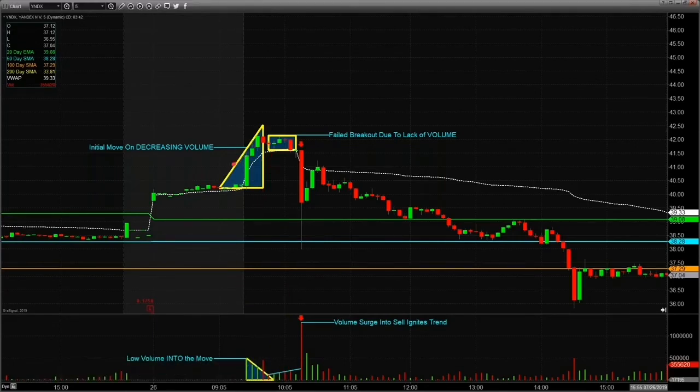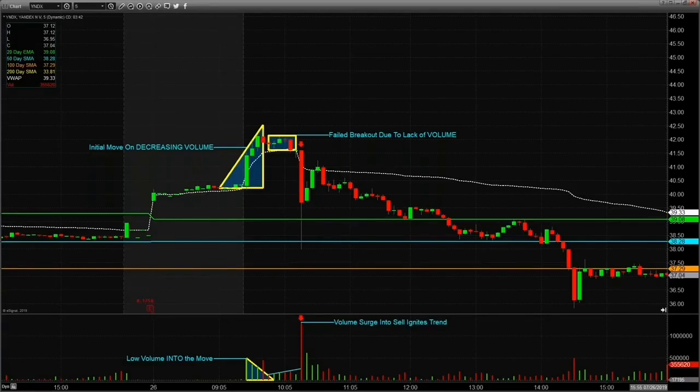Now look at this trade. You have the initial move, but the volume is decreasing. That's my first red flag to say, okay, am I going to trade this stock? Is this going to be something I'm interested in if it pulls back? It's going to be tough, because I don't have volume to even support the initial move. So what makes me think there's going to be volume to support a secondary move?